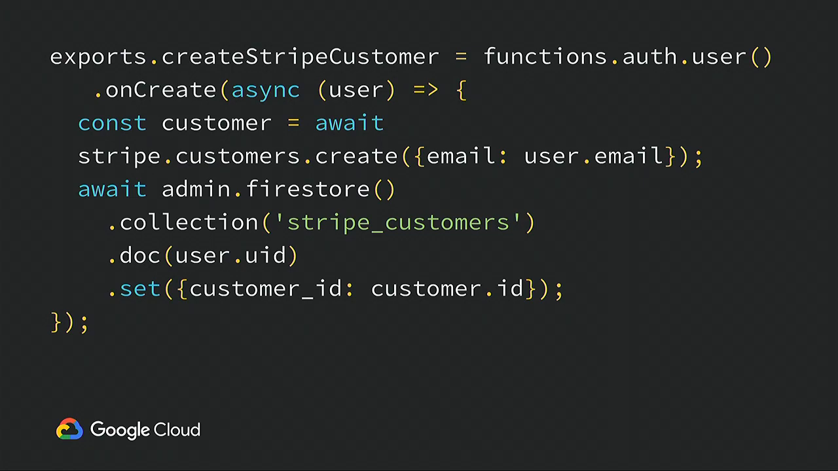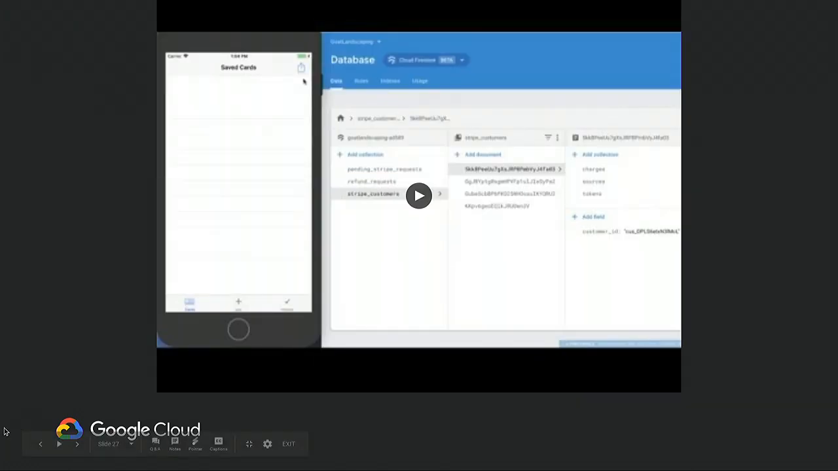So we do that by saying admin.firestore.collection, and then we have a collection called Stripe Customers, and that collection is made up of all of our users with the user.uid. So we'll see in Firestore this collection and then a bunch of documents, and each of those documents will have data that's related to their Stripe ID, and then we'll also add other information there. So let's look at what this will look like in our actual application.